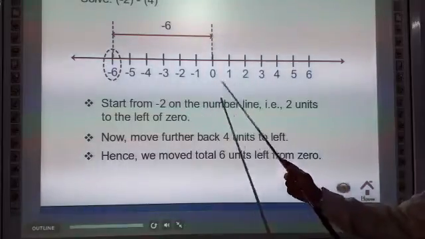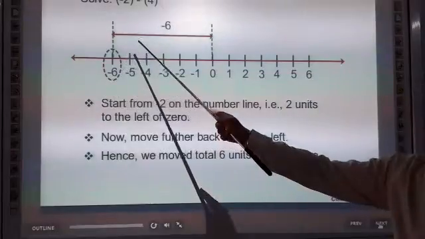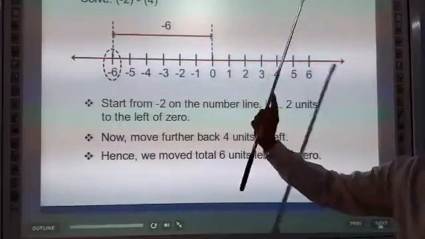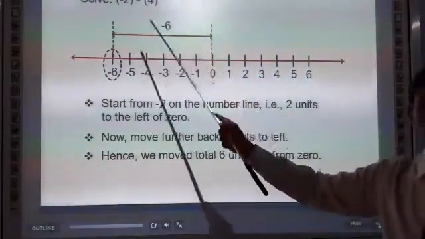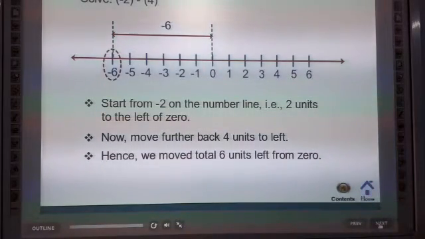Moved a total of 6 units to the left side: 1, 2, 3, 4, 5 and 6. So the integer is minus 6. Minus 2 minus 4 is equal to minus 6. Okay? Write down.